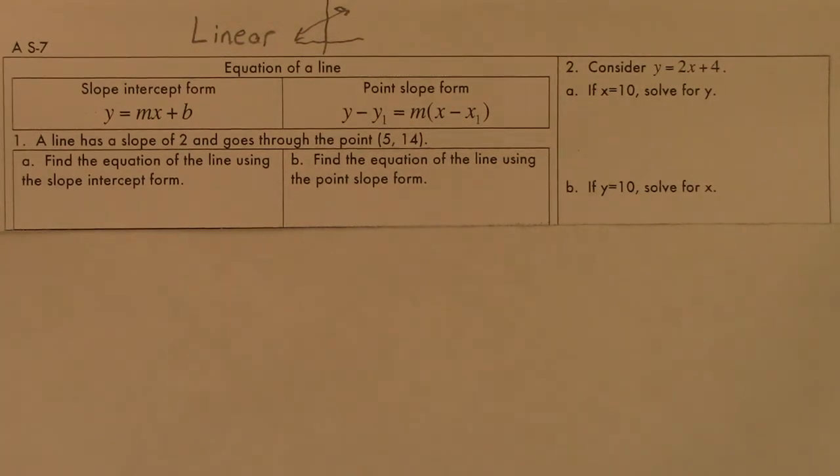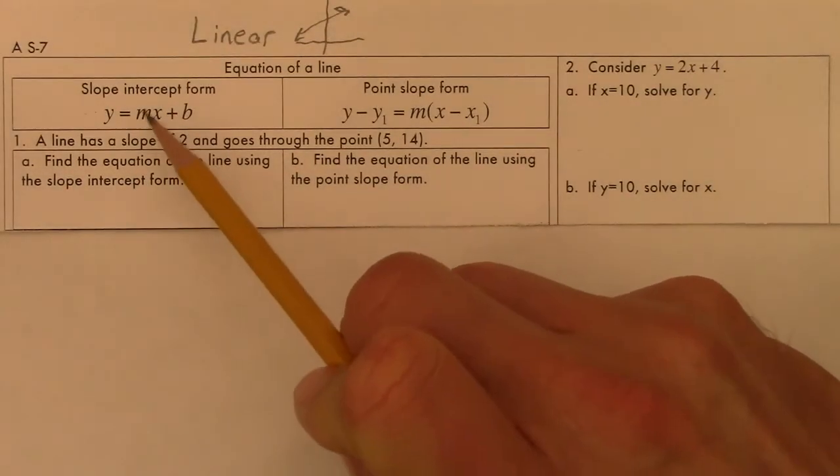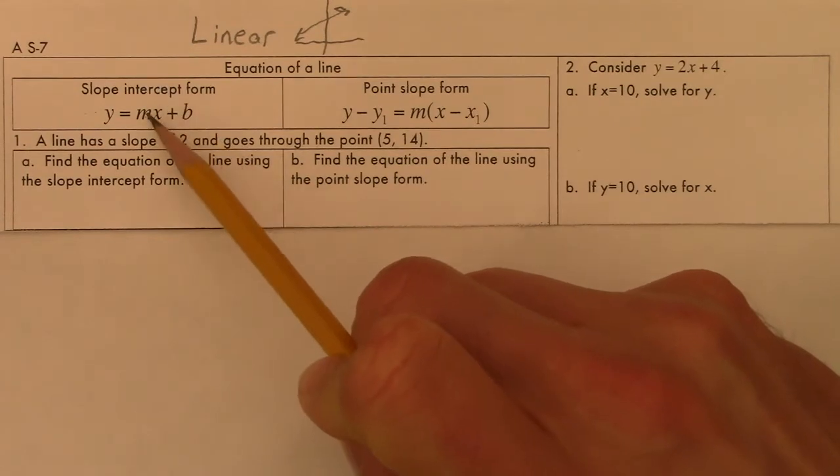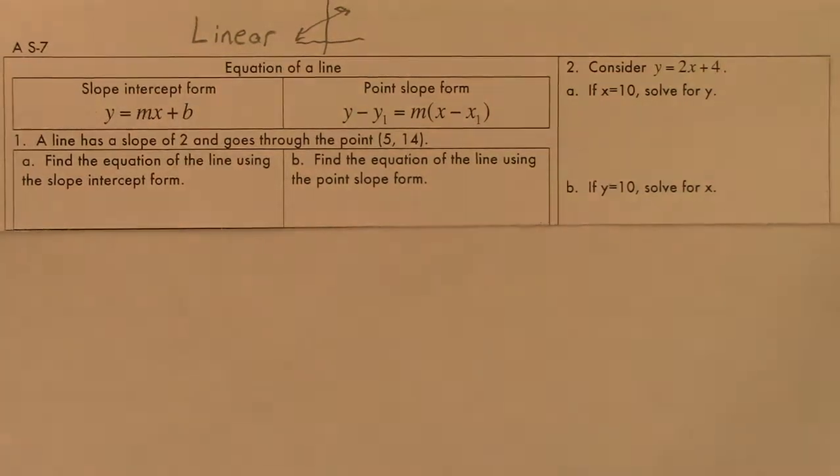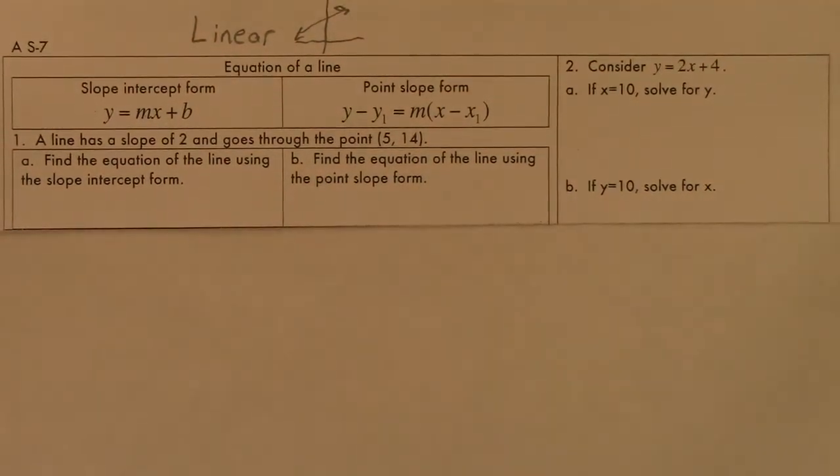So slope-intercept form we've done. I don't think we've called it that, though. We said, here's the equation of a line. But it's the slope-intercept. M is the slope, B is the y-intercept. That's why it's called that. But we have solved problems like this.